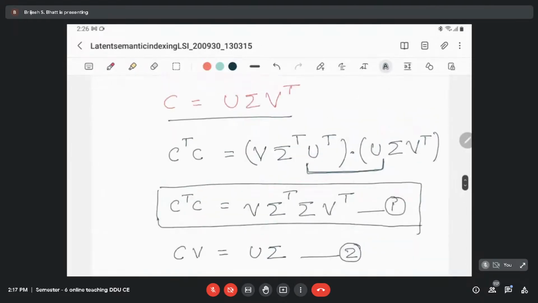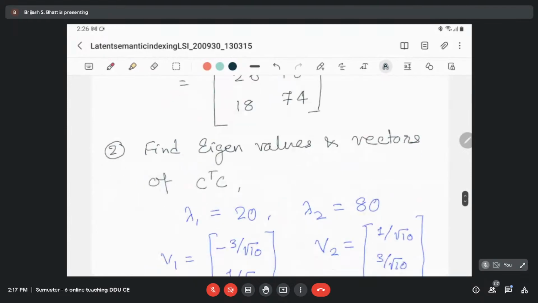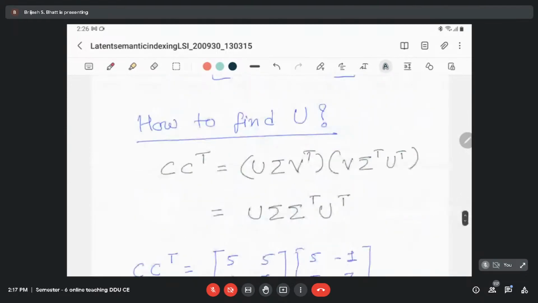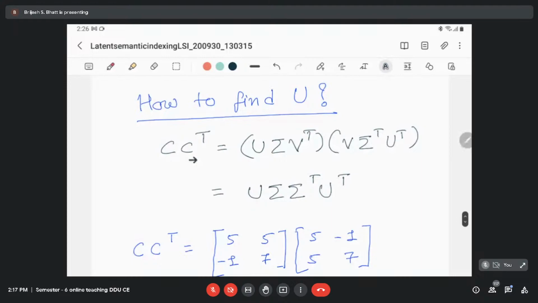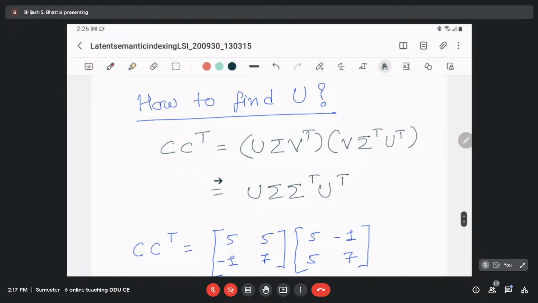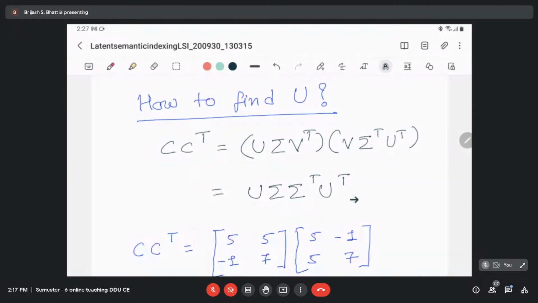Here, you did C transpose C and found the eigenvalues and eigenvectors to find V and sigma. Now you do C C transpose and you will get the equation U sigma U transpose. That is again diagonalization, where sigma is the eigenvalues and U is the eigenvectors.